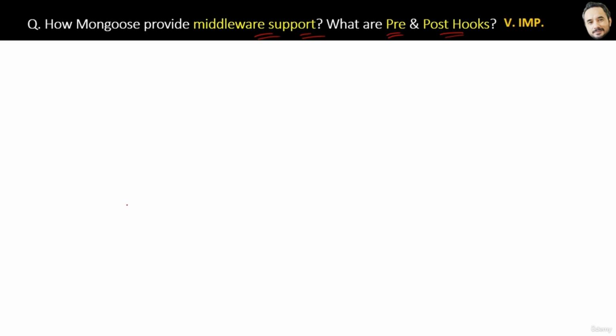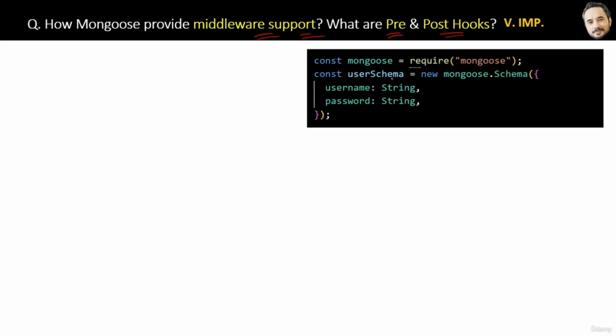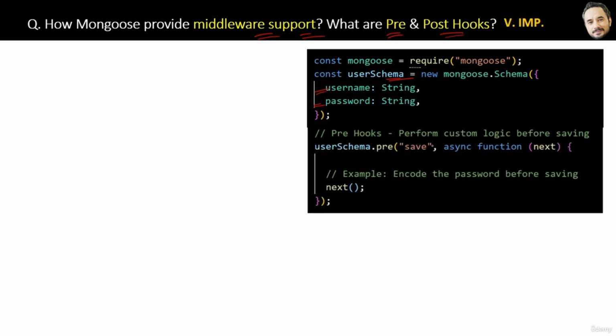So first you want to encrypt the password. For that purpose, we can use the pre-hooks, which is a very good idea. Let's see the code. Suppose you have this user schema, where the username and password fields will come. Now like this, you can define the pre-hook by using the pre function of your user schema. Here the first parameter is the CRUD operation name, and the second parameter contains the logic for encrypting or encoding the password just before saving.